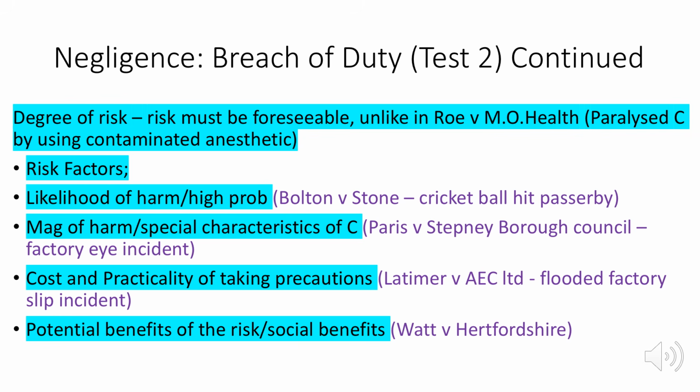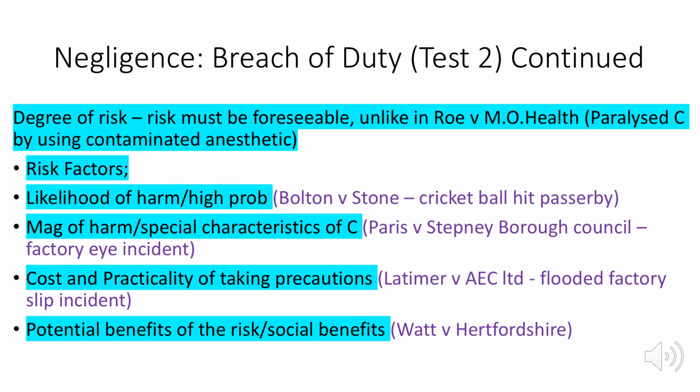Test 2 continued. Secondly, you've got the degree of risk that has to be taken into account. The risk must be foreseeable, unlike in Roe v Minister of Health. The risk factors that are considered here are the likelihood of harm, so I used Bolton v Stone. Magnitude of harm and special characteristics of the claimant: Paris v Stepney Borough Council. And the cost and practicality of taking precautions: Latimer v AEC Limited.